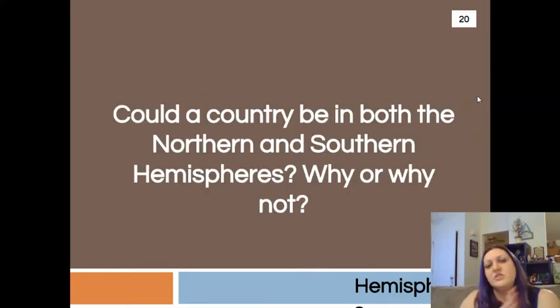Now, here's a question for you. Can a country be both in the northern and southern hemispheres? Can a country border that equator and actually be in both hemispheres? Why or why not?